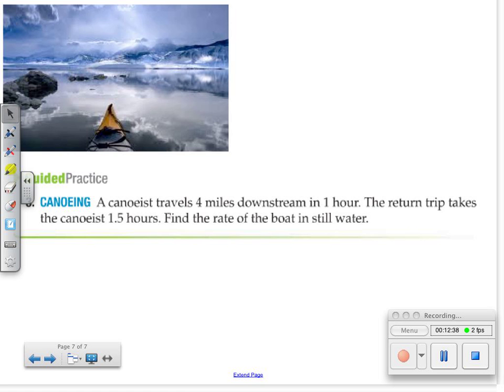Okay. There's one more, here's a practice problem for you. A canoeist is traveling 4 miles downstream in 1 hour. The return trip takes the canoeist 1.5 hours. Find the rate of the boat in still water. Okay, good luck with that, guys.